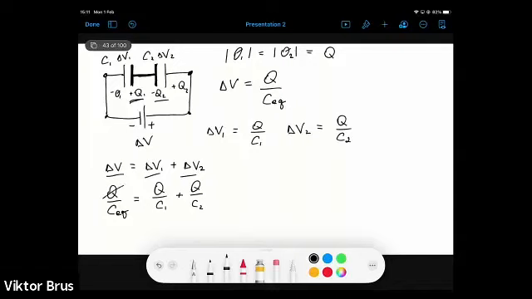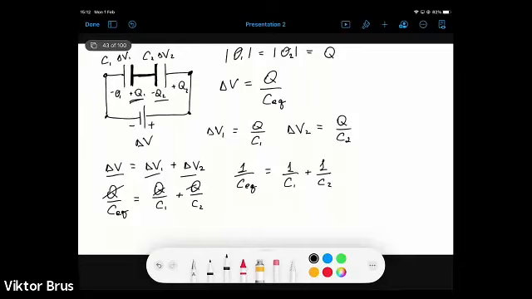Here we cancel out this Q because it's the same for all cases, and end up with the familiar equation that one over equivalent capacitance is equal to the sum of reciprocals of capacitance of each of the capacitors which are connected in series, C1, C2.